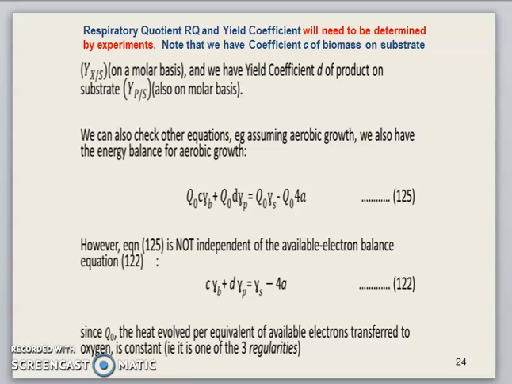We can also check another equation. Assuming that it is an aerobic growth, we also have an energy balance for aerobic growth, which can be used to solve any unknown variables or unknown stoichiometric coefficients. However, the equation of energy balance for aerobic growth is not independent of the available electron balance equation given by 7.2.2, here in the notes, since QO, the heat involved per equivalent of available electrons transferred to oxygen, is constant.